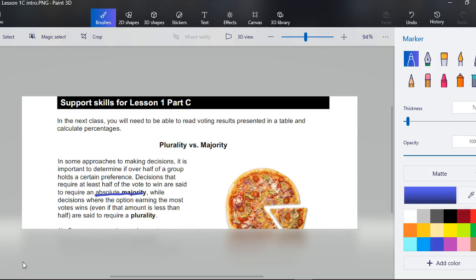So I would make sure you're underlining the word and that you're also making note of the words that are defining it or describing it, and that you even add your own words or thoughts, like a time when you've experienced a majority voting. While decisions where the option earning the most votes win, even if that amount is less than half, those are said to be a plurality. And so I would make sure that I'm underlining, highlighting, like I said earlier, somehow retaining these vocabulary words.